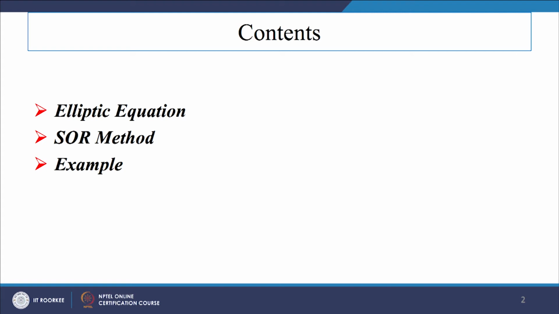In the last lecture, we discussed elliptic equations, that is, classical elliptic equations such as the Poisson equation and the Laplace equation. We adopted the Gauss iteration method to find the solutions. In Gauss iterative methods, we go through several iterations to get the corrected values. In the present lecture, we will discuss the SOR method, followed by some examples.